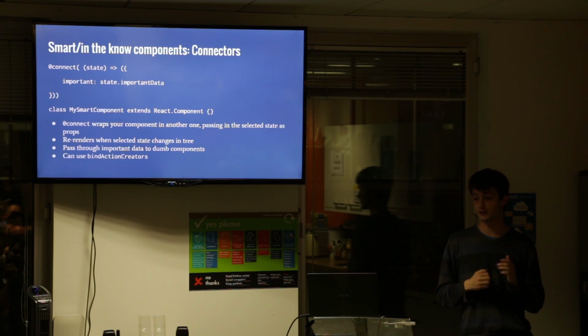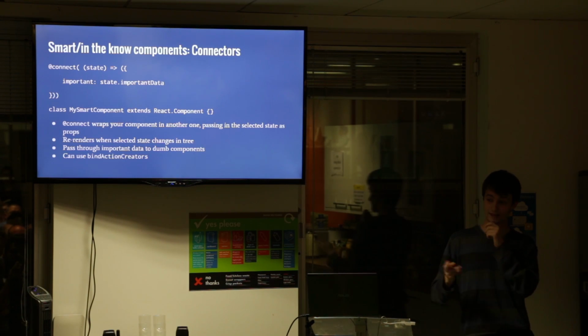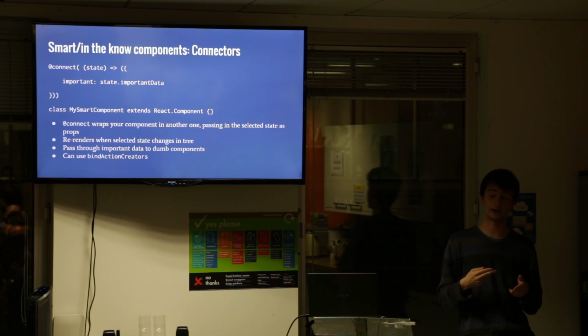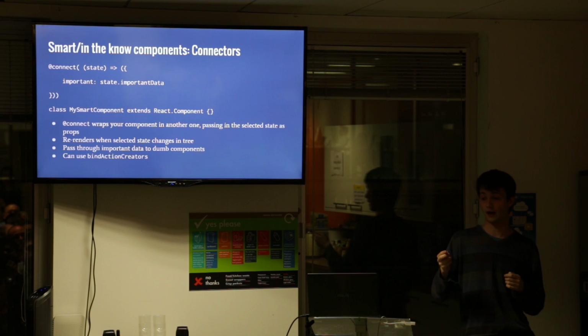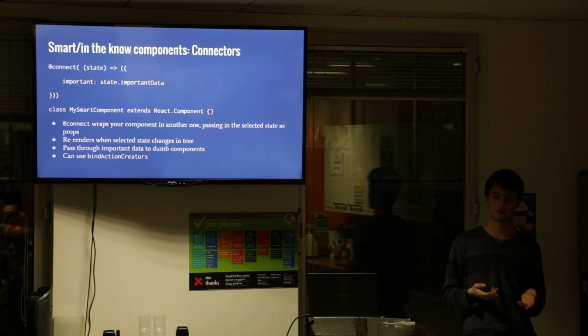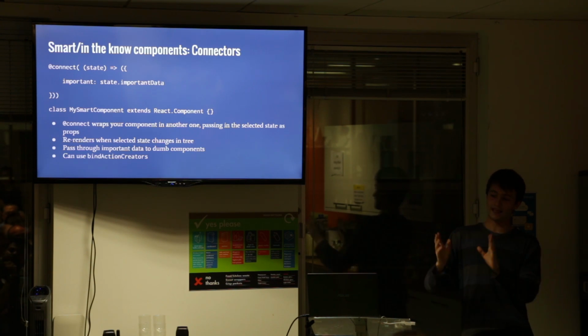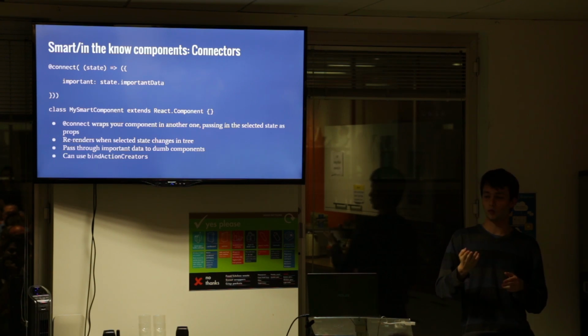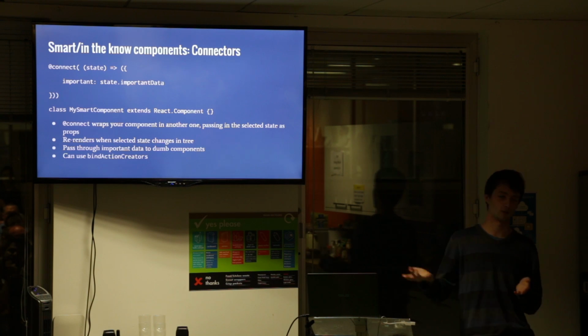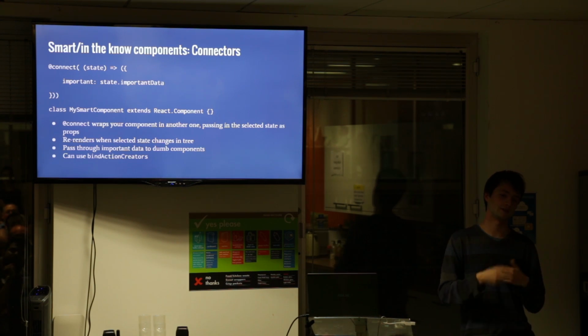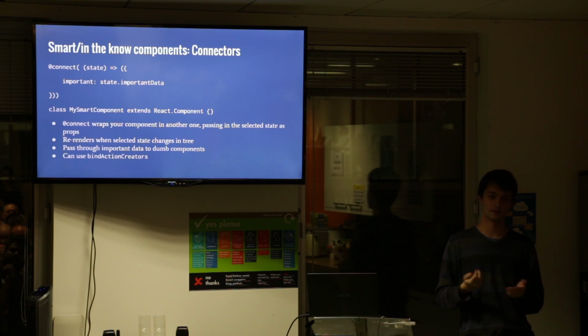Smart components know about Redux. There's some snazzy ES6 code that wraps your component class in another component, and then that function selects what state you want to pass in as props to that component. So here we get the state tree, and then we say we want to pass in important state.important data, because that's what this component needs to know about, and then this component will be re-rendered every time that state changes.